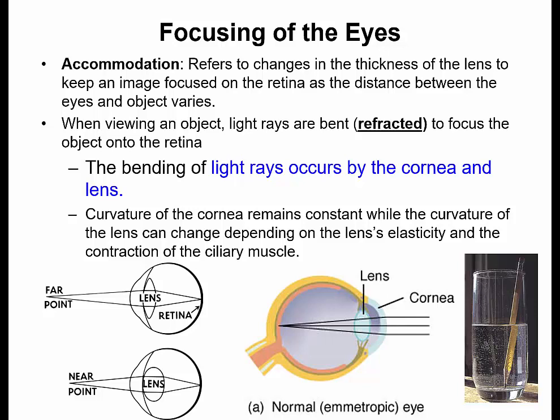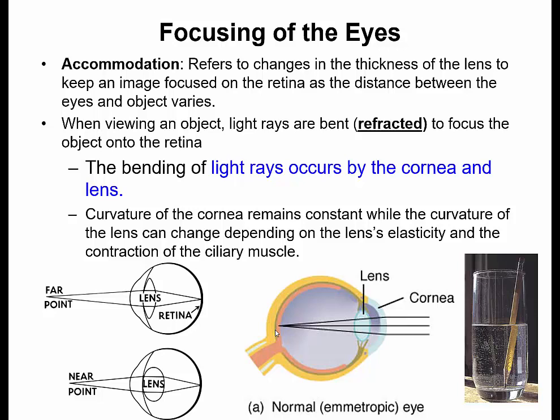Well, the focusing of the eyes is referred to as accommodation. Basically, that's just the changes in the thickness of the lens to keep an image focused onto the retina as the distance between the eyes and the object varies. So as you bring things that are further away close up, that lens is going to ball up in order to focus the light onto the retina. When it moves further away, then the lens is going to get flatter in order to keep that image onto the retina. And basically that change in the thickness of the lens is referred to as accommodation.